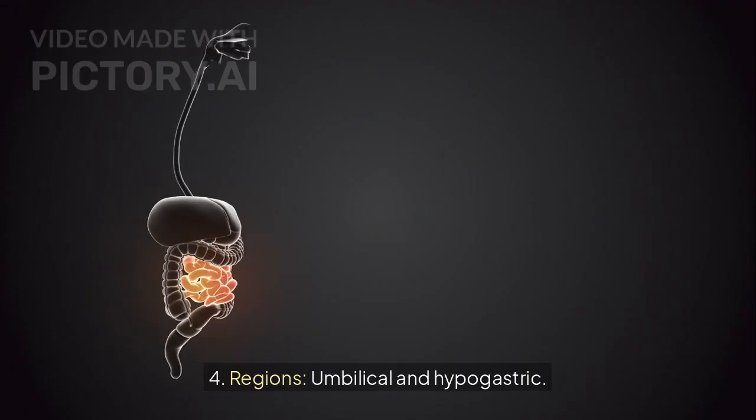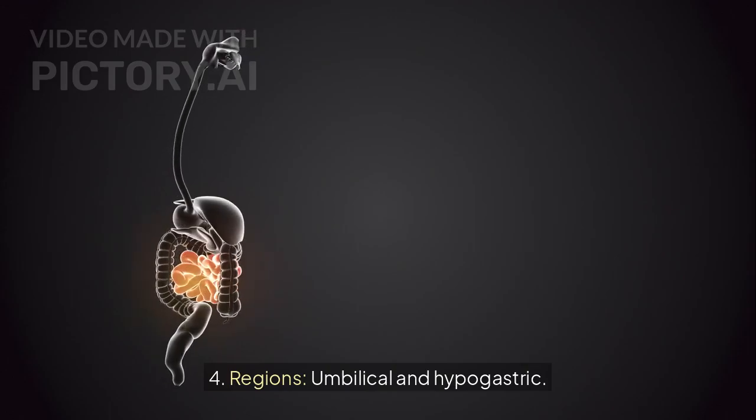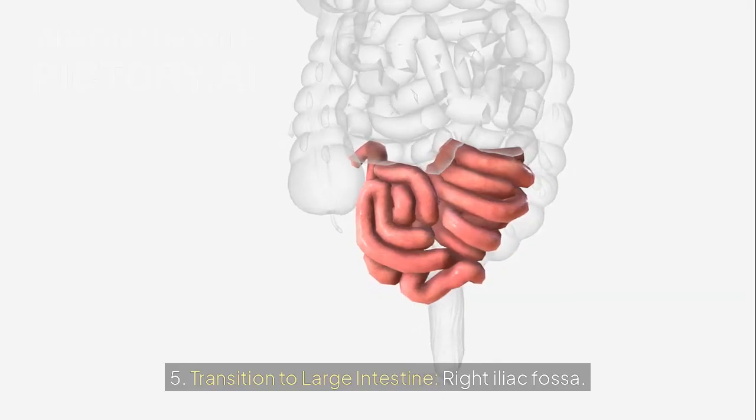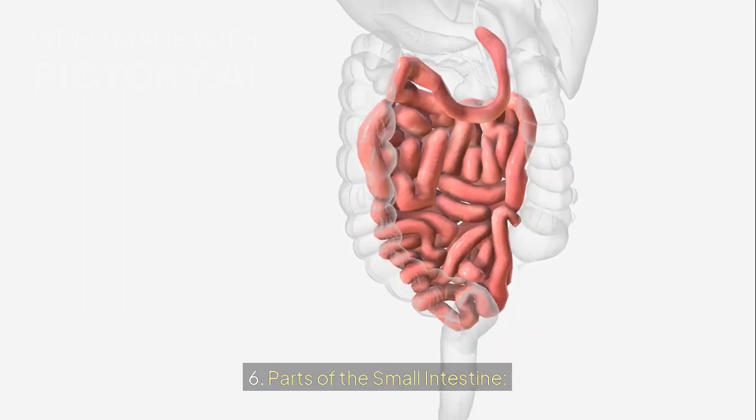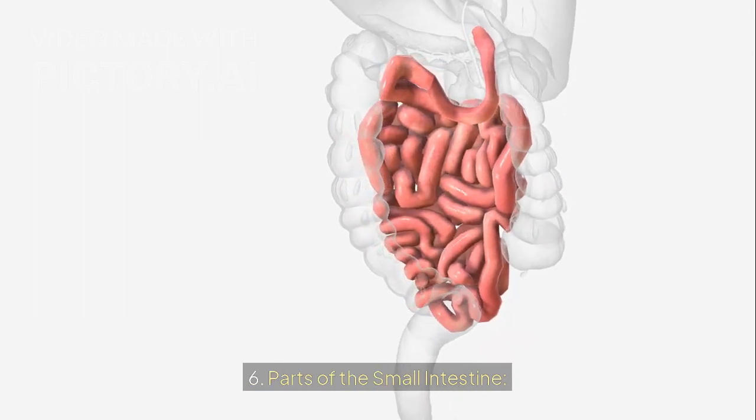4. Regions: umbilical and hypogastric. 5. Transition to large intestine: right iliac fossa. 6. Parts of the small intestine.